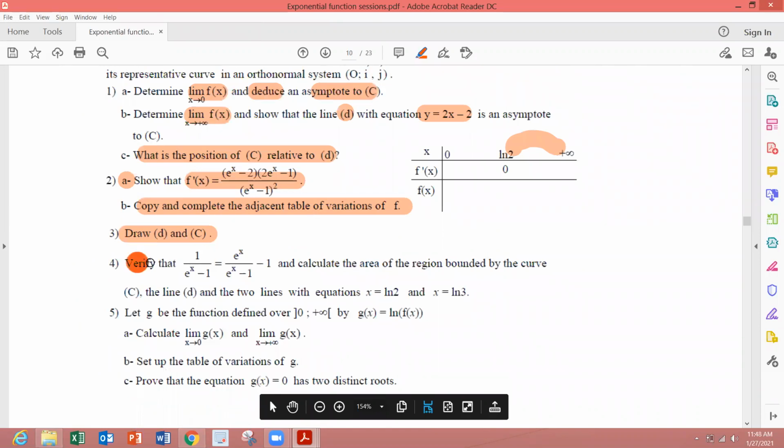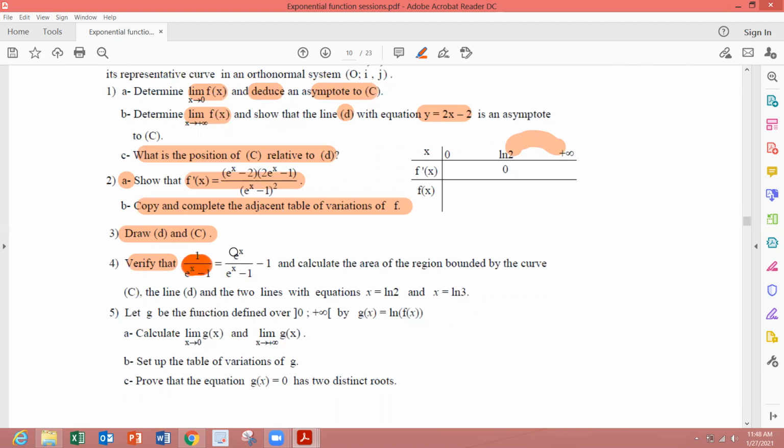Verify that 1 over e^x minus 1 equals e^x over e^x minus 1, minus 1. How to verify that this one equals that one?